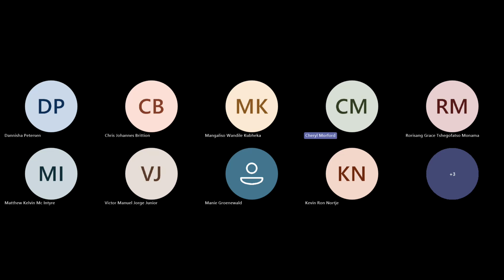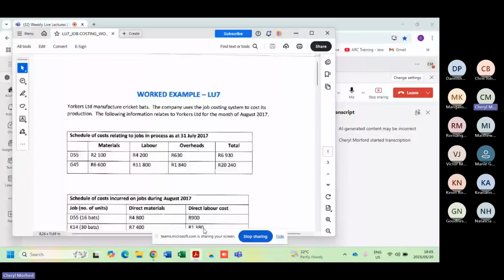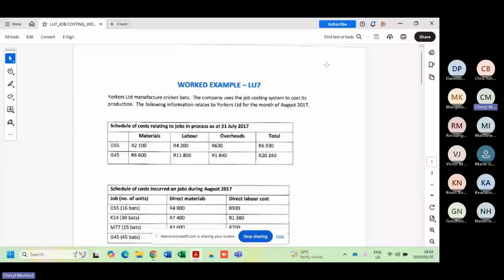Well, it's actually not so much a question as I've called it a worked example. But you know what I mean. Let's just get it. This one. There we go, nice and big. So let's explain a few things.